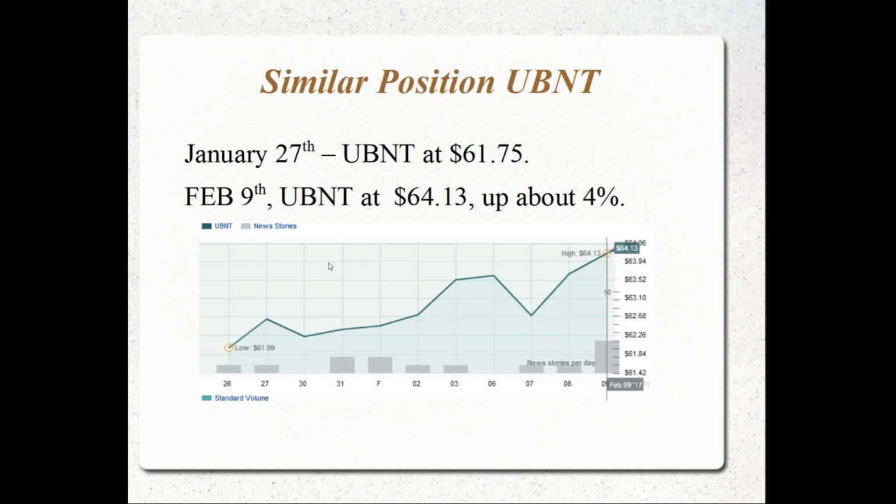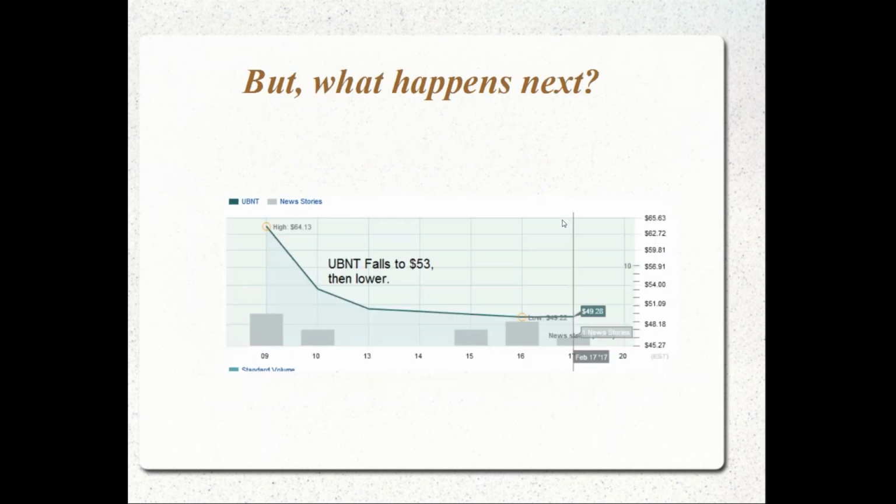Similar price stock, similar fundamentals and technicals. Of course, not as much gain as we saw in AEIS, but we've got a 4% gain in about a 12-day period, 15-day period. Okay, so what happens next? February 10th, stock falls in the pre-market down to 53. And the next day we're trading at about 51. And a few days later, we're trading at 49.